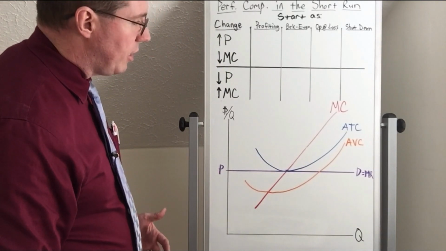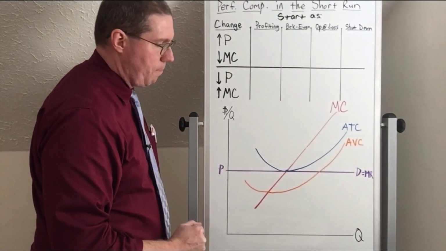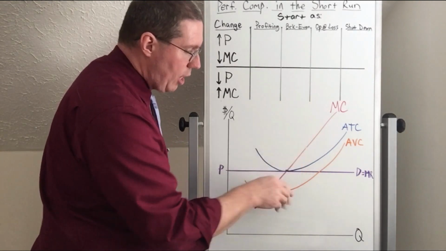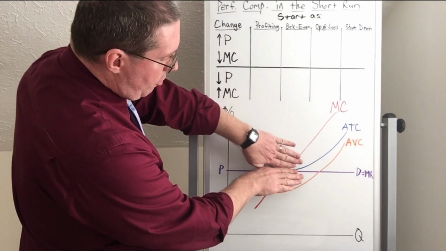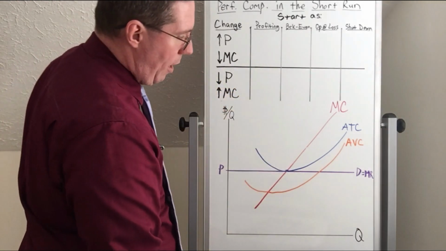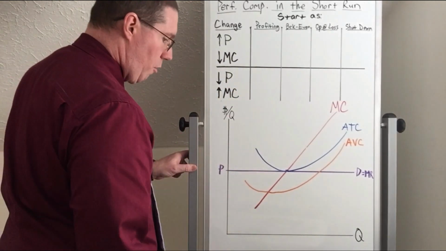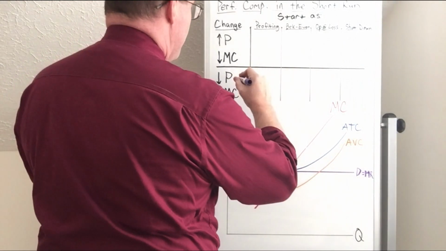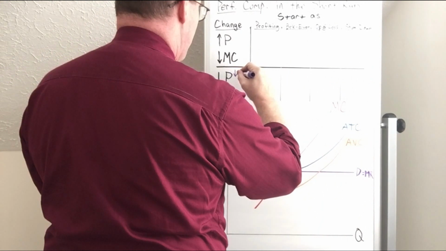But what I need you to understand is what happens if marginal cost goes up and price doesn't change, or if price goes down and marginal cost doesn't change. The costs are going to go this way and the price is going to go this way. If the price goes down and marginal cost goes up, ultimately the net effect is a decrease in profit. So we're going to put down arrow profit.